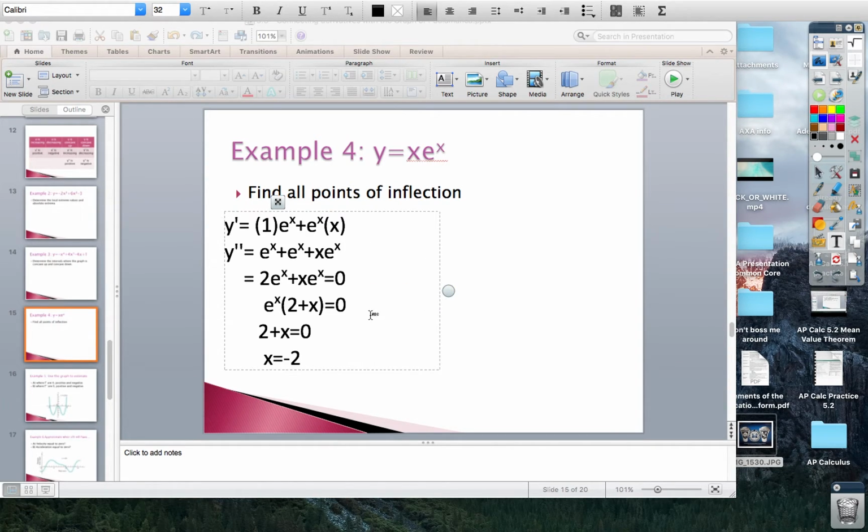That's our only one. So to find out what the real thing is, like what's the ordered pair, we're going to take that and substitute it into the original. So that would be negative 2e to the negative 2. And that's our point of inflection and its ordered pair.